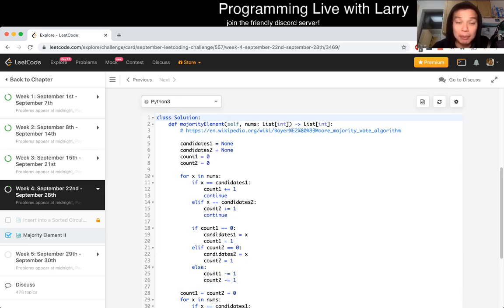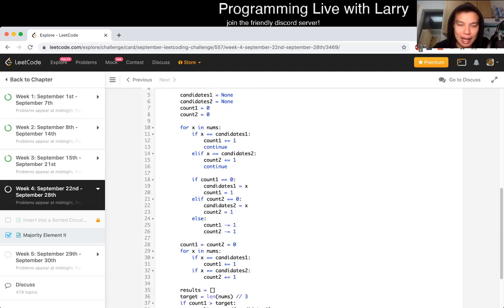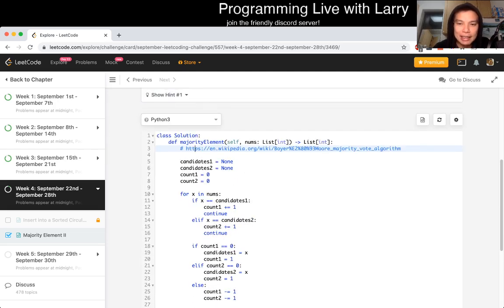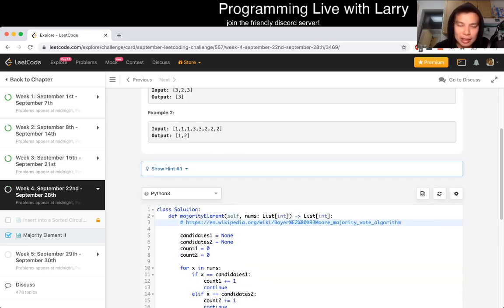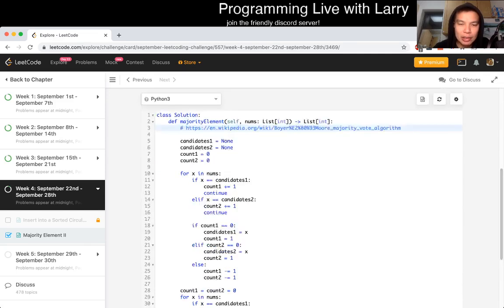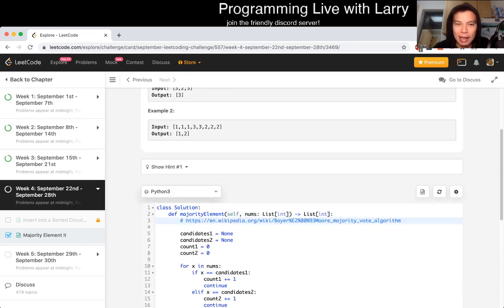So the prerequisite that I think you should know is the Boyer-Moore majority algorithm. There's a link here, I'll link it in the comments. The idea is that we extend it from going over n over 2 times to n over 3 times. So that's pretty much it, and the idea is basically extending. When you watch me solve it live, I actually explore some of these ideas and thought process, so I definitely recommend staying for that.